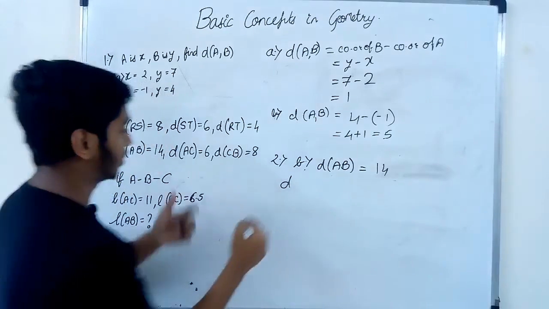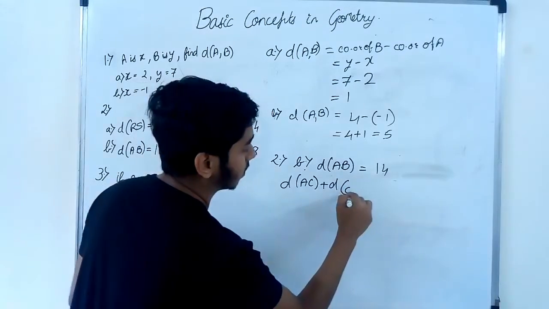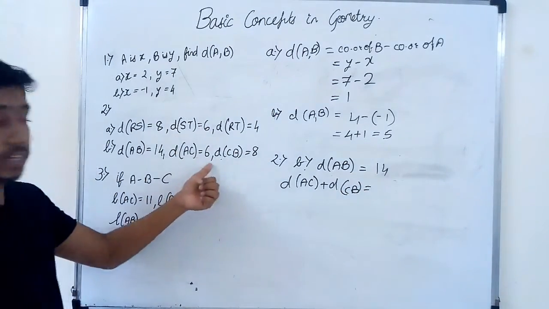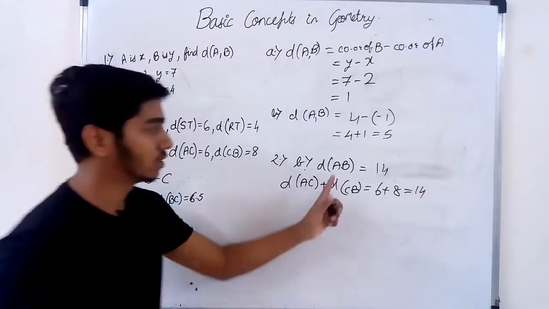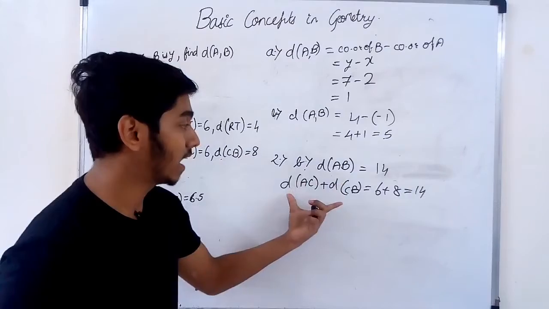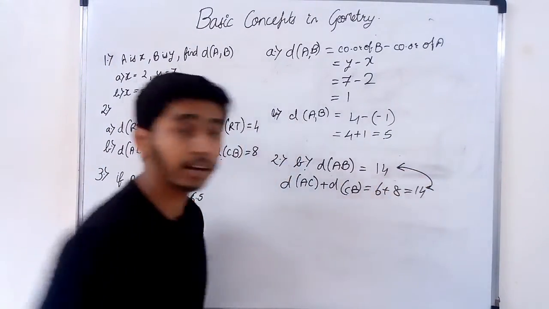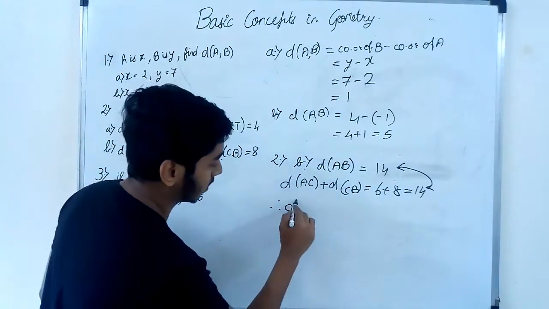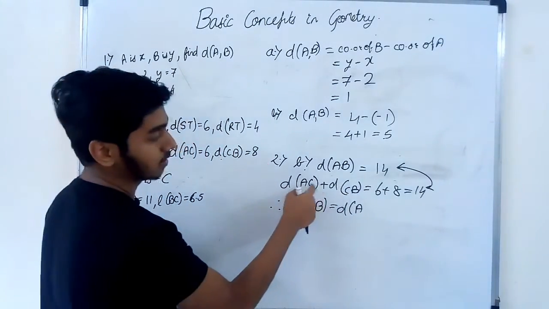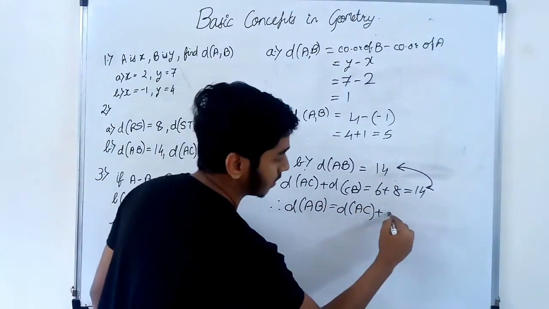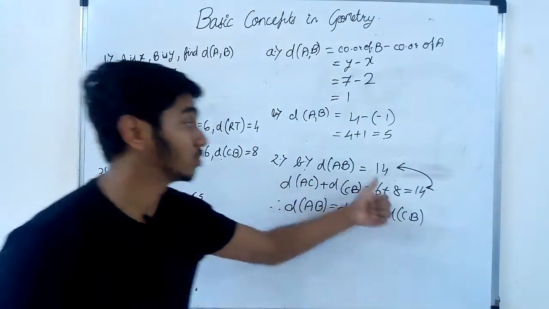Let's see what we get. So distance AC plus distance CB is equal to 6 plus 8, equal to 14. So you see distance AB and the sum of these two are the same, 14 and 14. Correct? So we can say that distance AB is equal to distance AC plus distance CB. Okay, so I hope you understood how you find this.